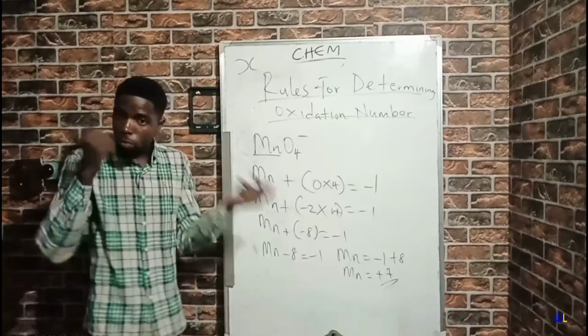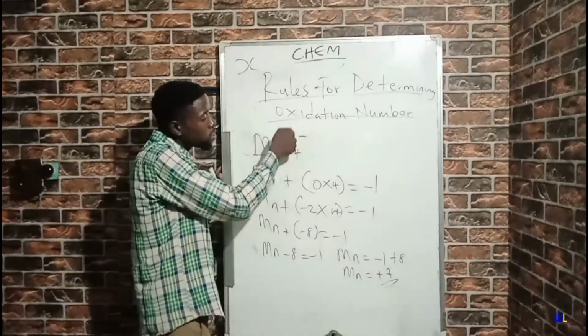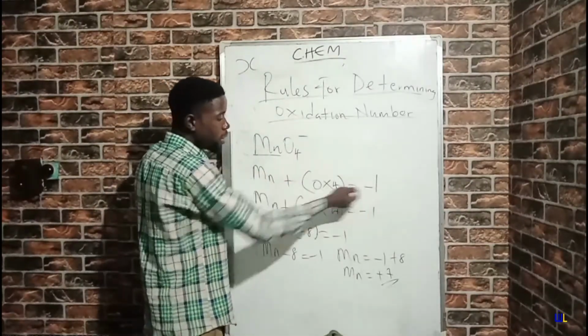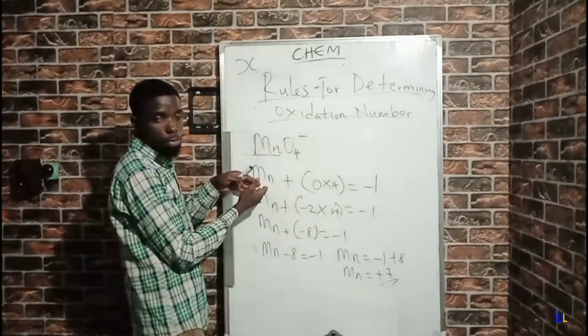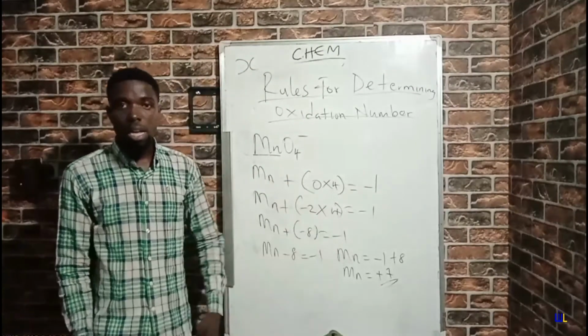We apply the rule of oxidation, which says that adding the individual elements will give us the charge for a radical. We have Mn plus O times 4 equals minus 1. We are looking for the oxidation number of Mn. Oxygen is always minus 2, times 4. You do this and then your answer is given.